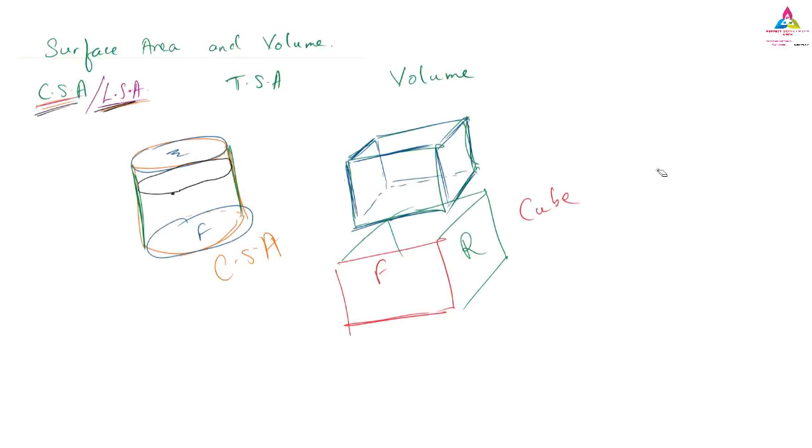Curved surface area and lateral surface area are both the same, but curved means having a curved surface, and lateral means having faces, edges and sides. For curved surface area we go for the cylinder, and one more you told just now: sphere, yes, very good. One more is cone. So there are three things we will go for: cylinder, sphere and cone.